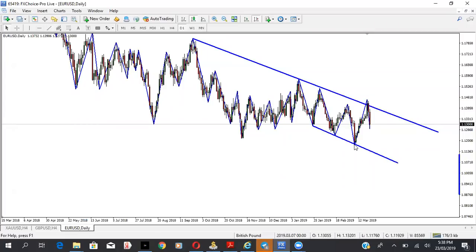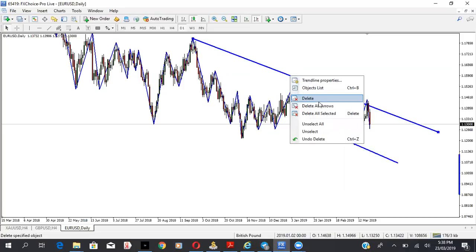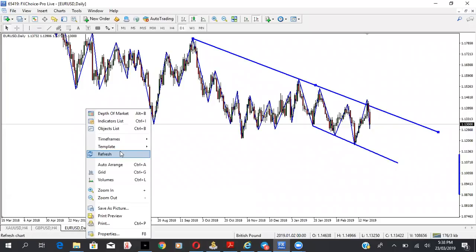And did the market respect it? Yes. The market respected it. The market came down to it. And from there, the market moved away. So as you can see, it's very, very clear and easy to use. So I get rid of all this. I've showed you how to use the zigzag to draw your support and resistance trend lines.